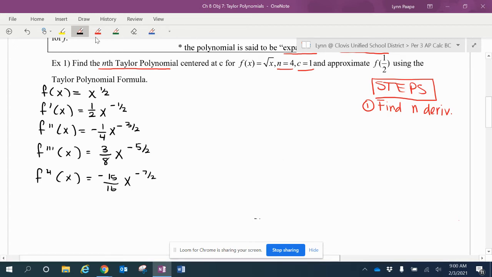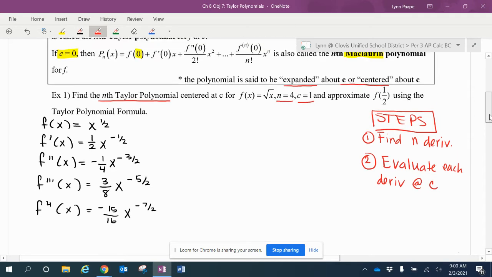Okay, so that is our first step. So we need to go out to the fourth derivative. And then our second step, we're going to evaluate each derivative at our center point, okay, so at C.